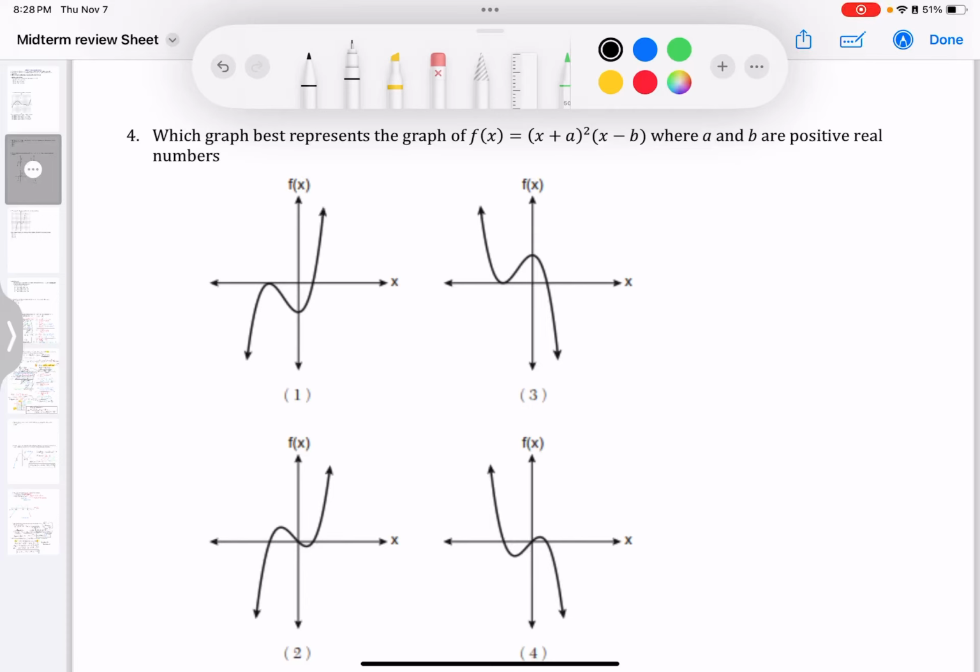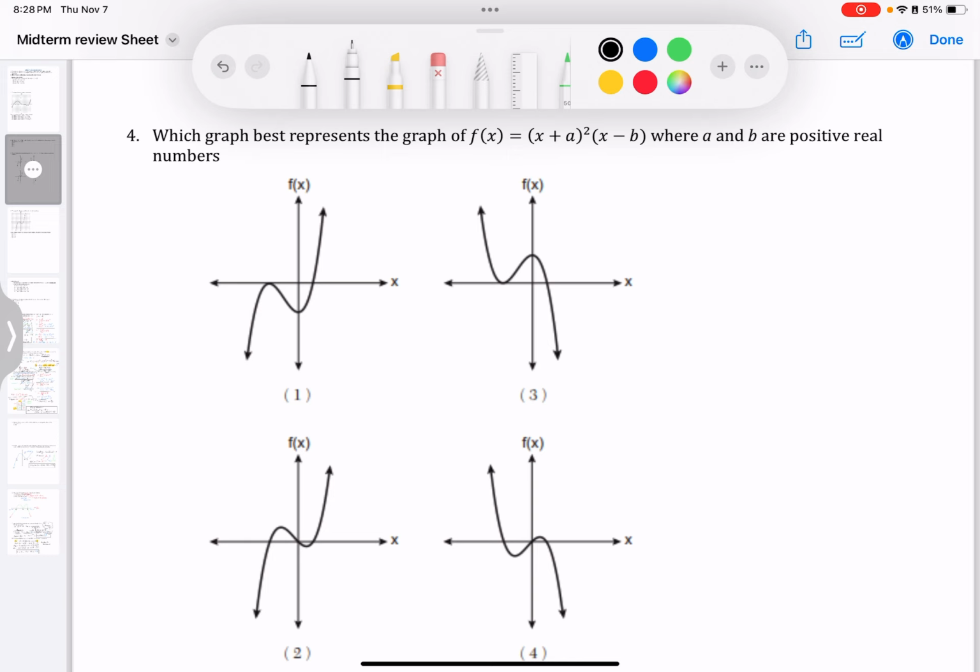All right, so in this video, I'm going to do questions 4 and 5. And it says, which graph best represents the graph f of x equals (x plus a) squared times (x minus b).